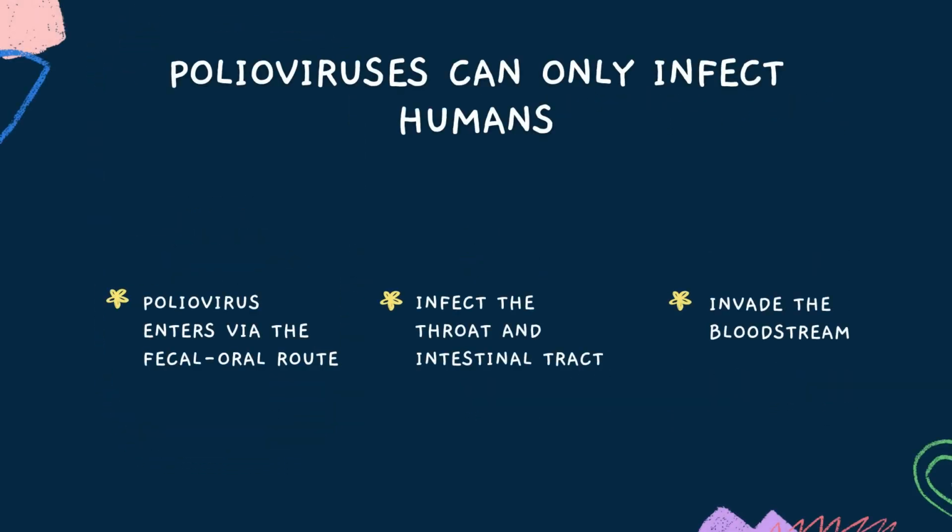As far as transmission goes, it turns out that polioviruses can only infect humans. Polioviruses are quite stable under natural conditions and have been found in places like swimming pools. They typically enter the body through the mouth via the fecal-oral route, infect the throat and intestinal tract, and then move on to invade the bloodstream.